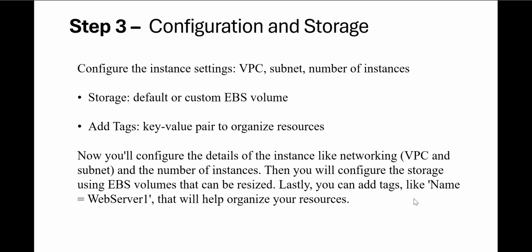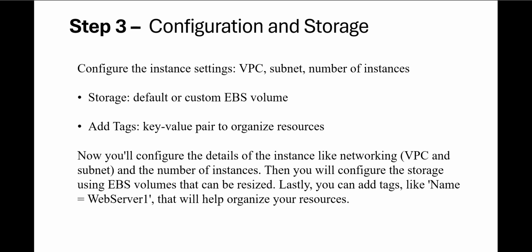In step 3, we are going to explain the configuration and storage of the instance. First, configure the instance settings with a VPC or subnet and the number of instances. And we have storage and tags. In storage, default or custom EBS volumes, and add tags as key-value pairs to organize resources.